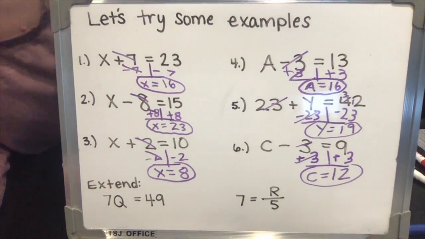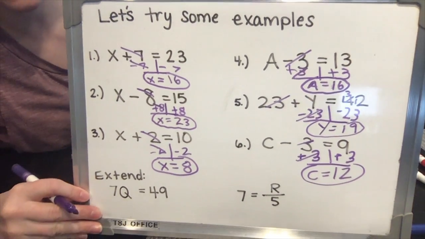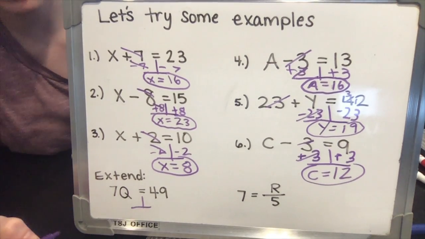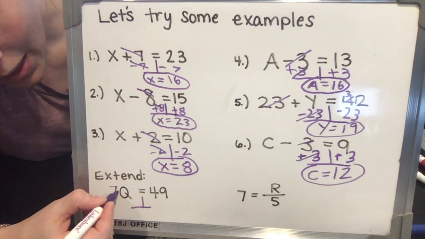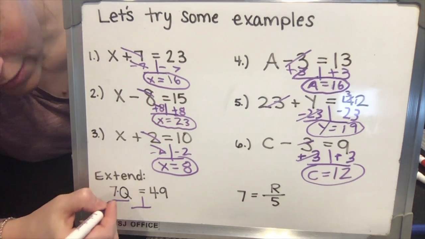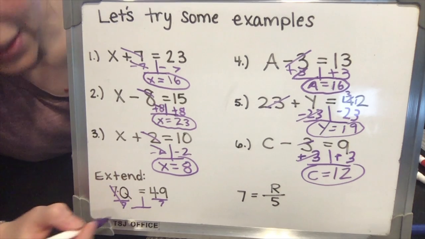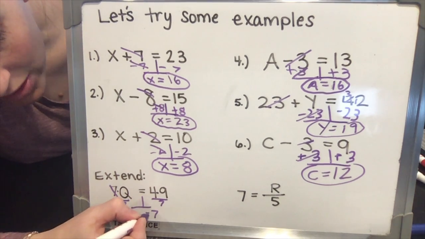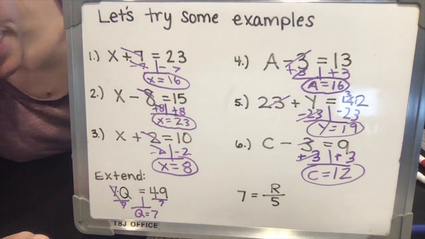Now we're going to extend this just a little bit to show that, in fact, it does work with multiplication and division. 7 times q is 49. I'm going to get my t-chart ready. The opposite of multiplying by 7, we can see that multiplication happening if you want to add that dot there, is divide by 7. So we're going to divide by 7. My 7s cancel out. 49 divided by 7 is 7. So my final answer is q equals 7.